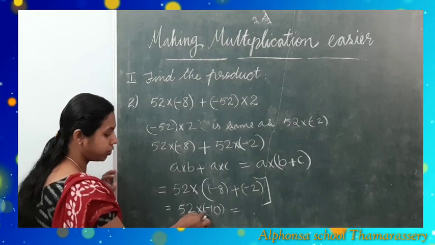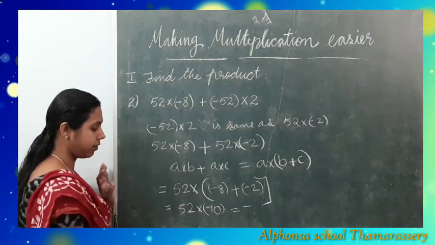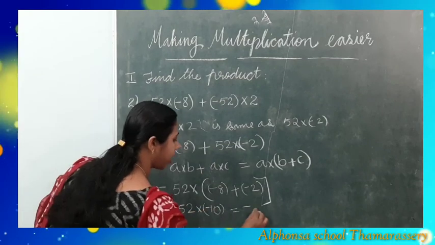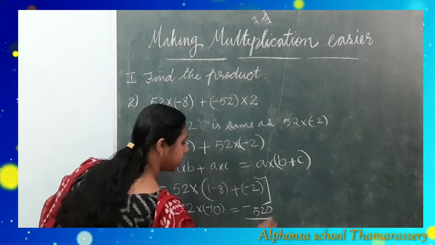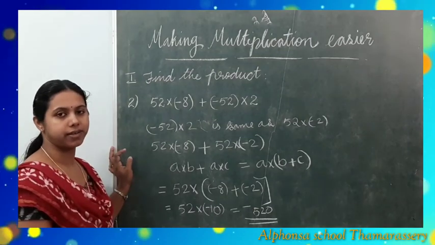So 52 into minus 10, we know that negative into positive is negative. And 52 into 10, 520. So the answer is minus 520.